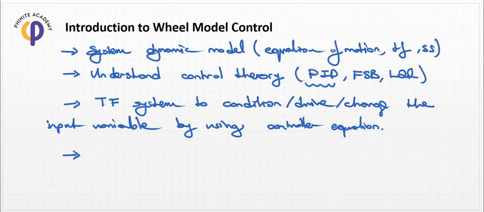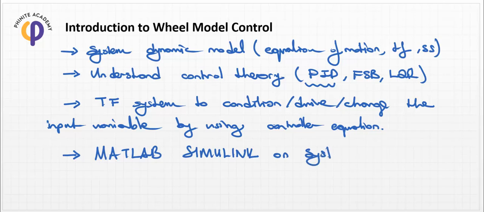And finally, we need to create a system model in the MATLAB Simulink application in order to test the efficiency of what? Of the system response. Okay, these are the main parts of this study. We need to first build the system dynamic model, and then the control theory can be explained in order to understand the PID controller, full state feedback controller, and LQR controller.